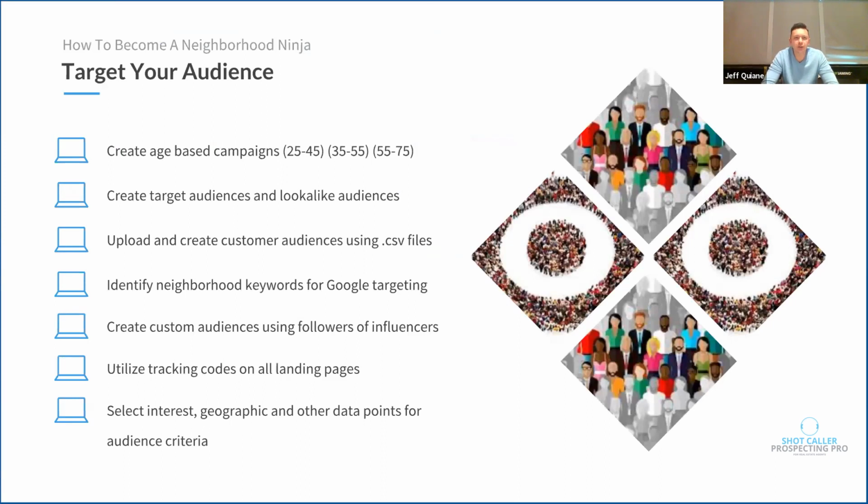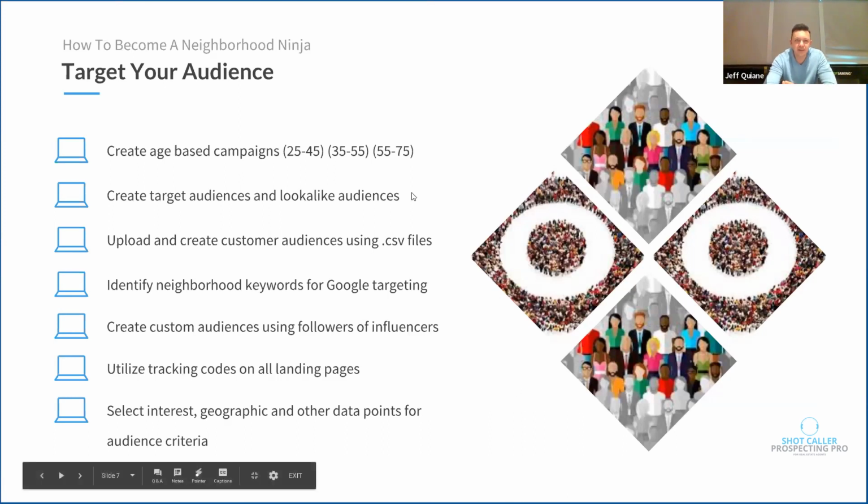So the next is going to be target your audience. Some suggestions would be to create age-based campaigns. If you're doing this on Facebook, for instance, instead of just targeting everybody from, let's say, 25 to 75, break it down into individual audiences and you'll have better penetration. So create 25 to 45 as an audience. Is there different content that a 25 to 45-year-old group would be interested in? Of course. Actually, that should be 25, yeah. And then this should be 45 to 65.